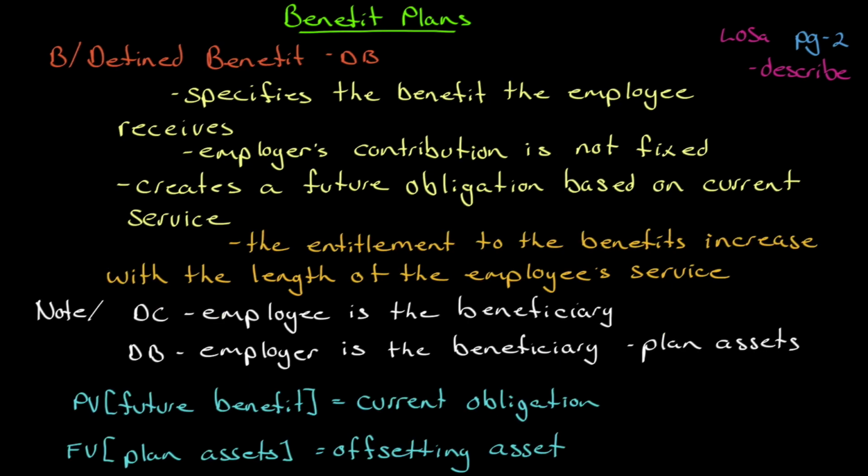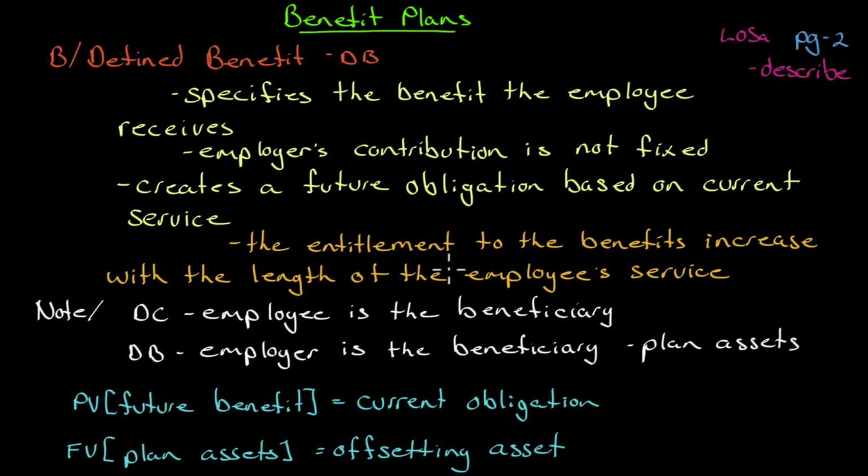All right, let's look at the defined benefit. This one here will occupy most of our time. It specifies the benefit the employee receives. The employer's contribution is not fixed in this respect. And every year that an employee works, it creates a future obligation based on current service. So you can start to see from an accounting perspective how difficult that would be. It's like, well, you've worked this year. There is some future obligation I owe you for the work you did in this period. So if I'm going to match expenses in the period incurred, that future obligation has to be matched to this expense. Oh boy, am I going to need a lot of assumptions. And we do. We're going to see that we need a lot of assumptions in here.